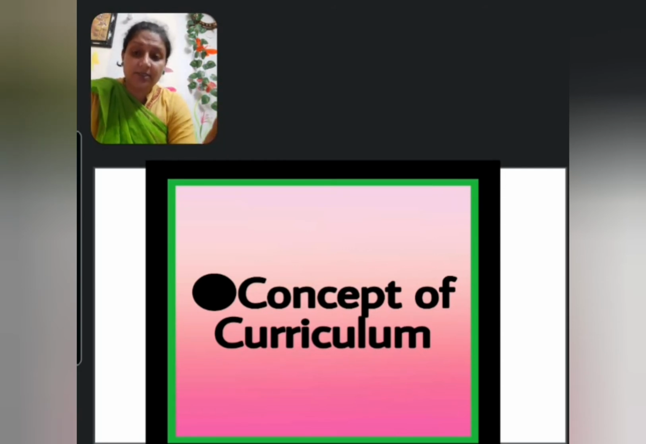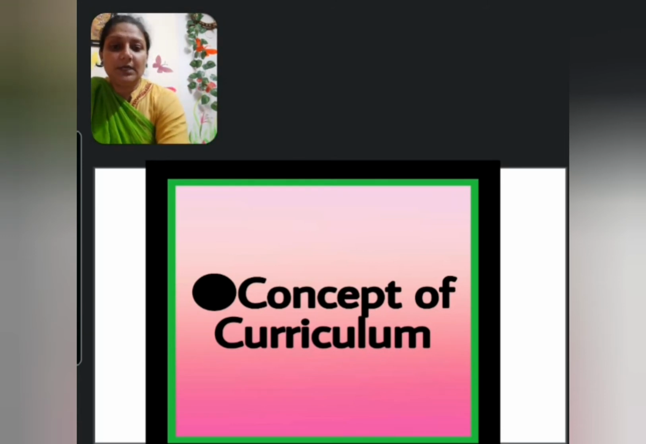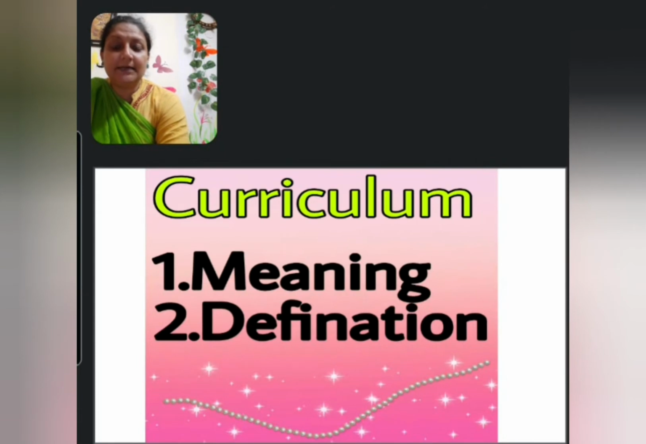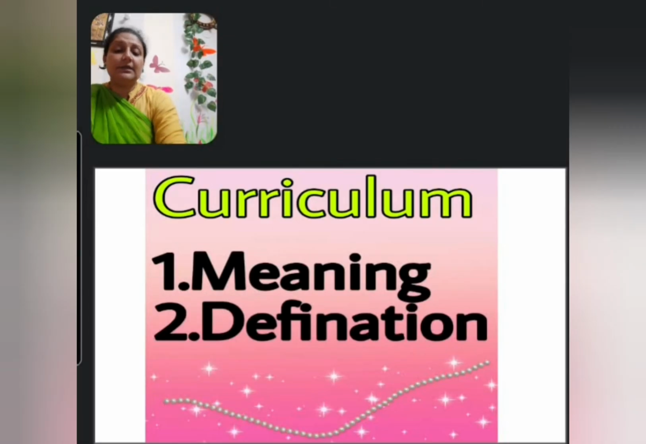In other words, curriculum can also be defined as the total experience. From this viewpoint, curriculum is not only the content selected and delivered, but also the planned and unplanned activities in which individuals participate as students. Come to the next slide, that is the meaning and the definitions.